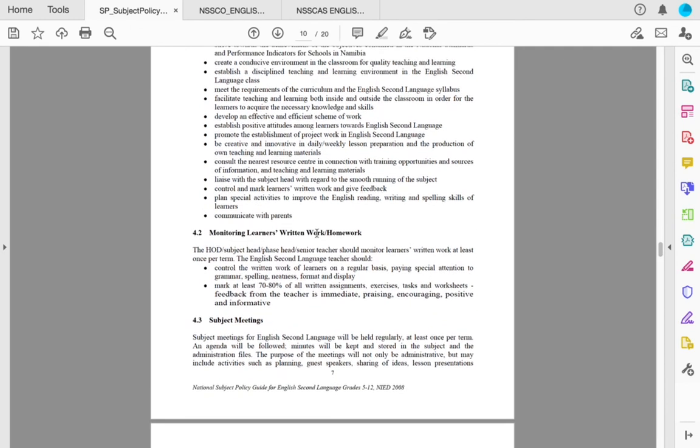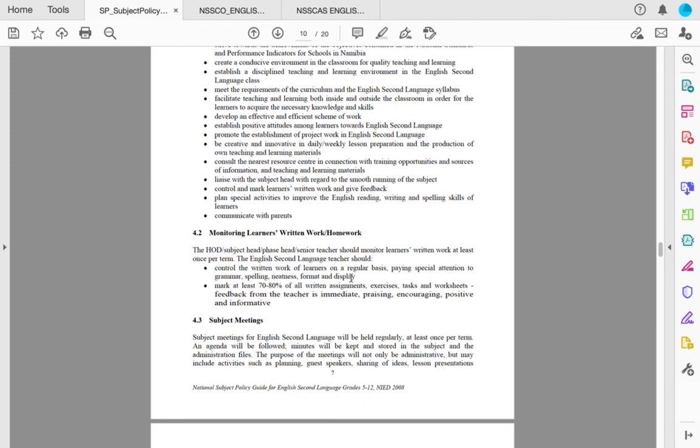And then monitoring of learners' homework. It has to be a continuous thing, like you have to do it as often. And here we are told that you should at least mark 70 to 80% of the students' work rather than 100%. And the 20% could be learners marking themselves in the classroom. Alright, so that's what we have.